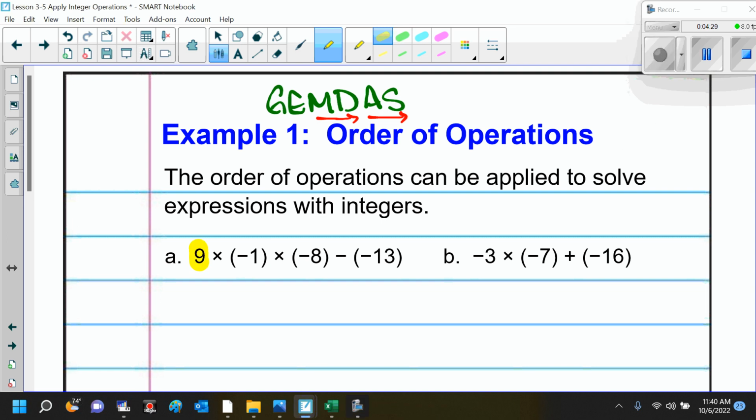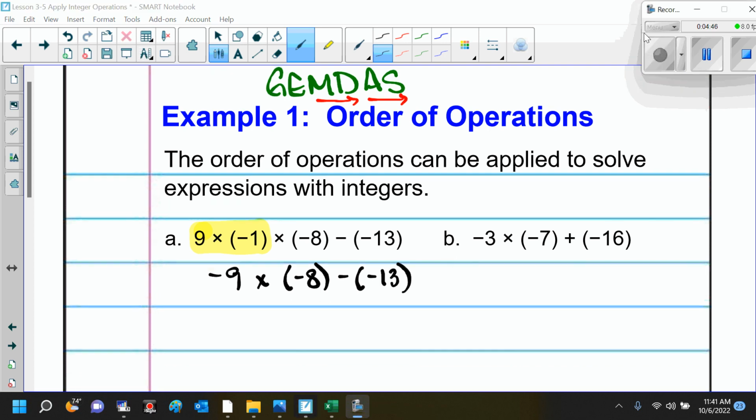So, we're going to do the 9 times -1 first. So 9 times -1 is -9. And then I want you to rewrite the rest of the problem. Times -8 minus -13. Okay, what comes next? Yes? -9 times -8 comes next. Very good. So now we're going to do this multiplication right here.